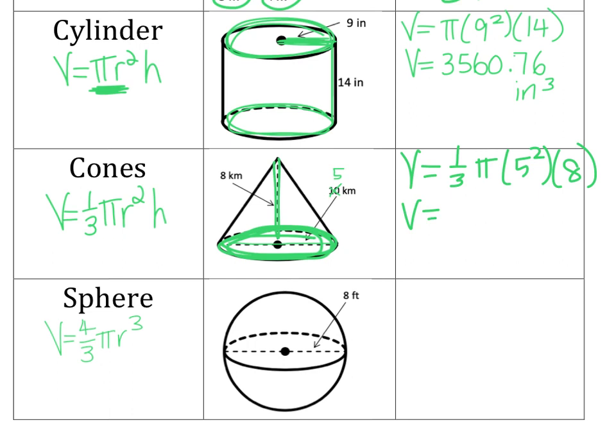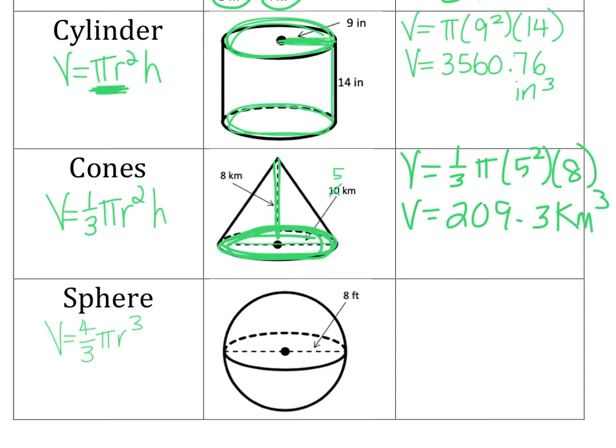Okay, so when I put this in my calculator, I am going to use 3.14, so I'm going to use 1/3 times 3.14 times 5 squared times 8, and it's going to give me 209 point, and it's 3 repeating, so I'm just going to make it 0.3, and I'm going to label it kilometers cubed.